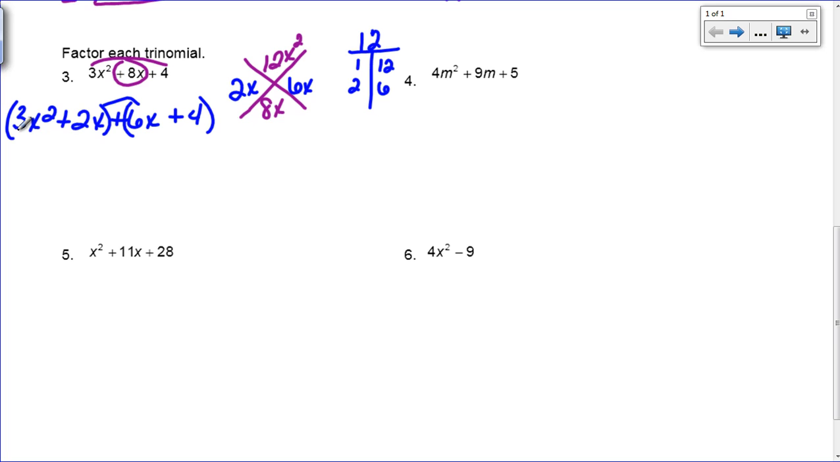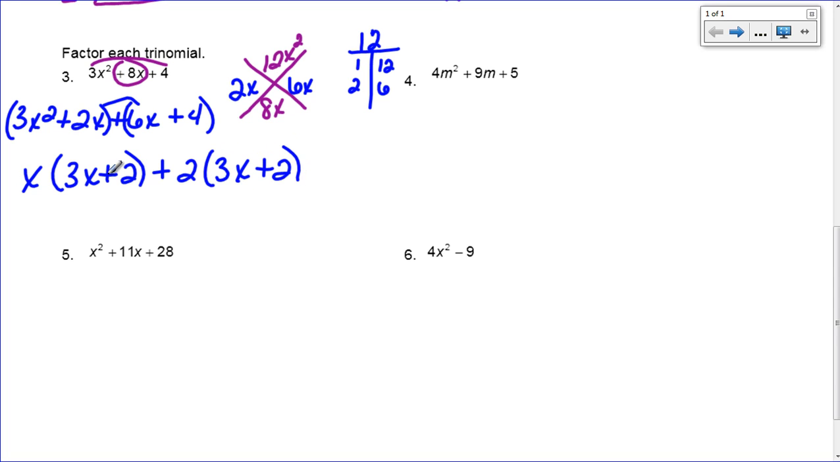The greatest common factor for 3x squared and 2x is just going to be 1x, because that's the only thing they have in common. Once I factor out that x, I have 3x left and a 2. Then my greatest common factor for 6x and 4 is going to be a 2. If I factor out a 2 from the 6x, I have 3x left plus 2.